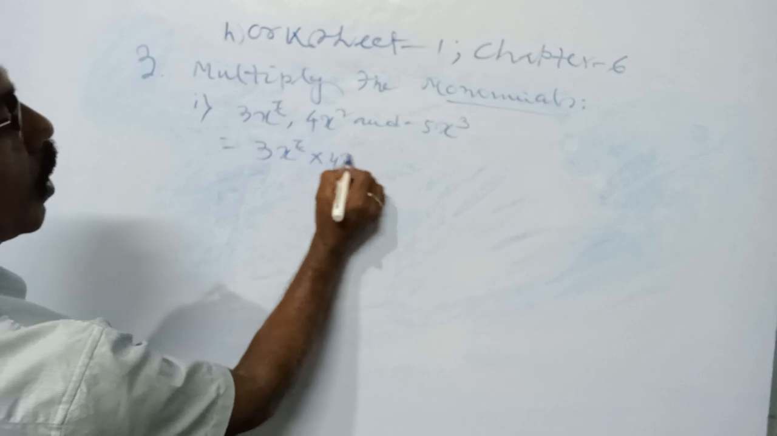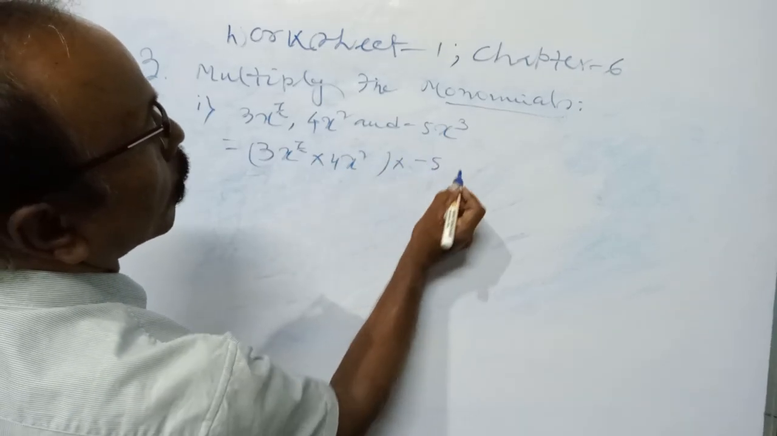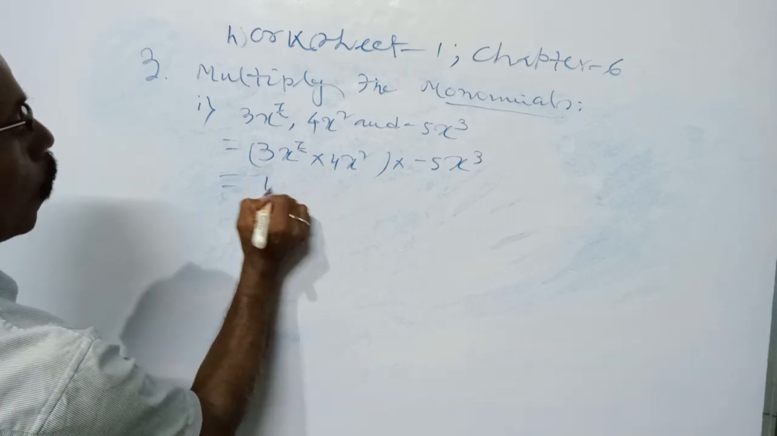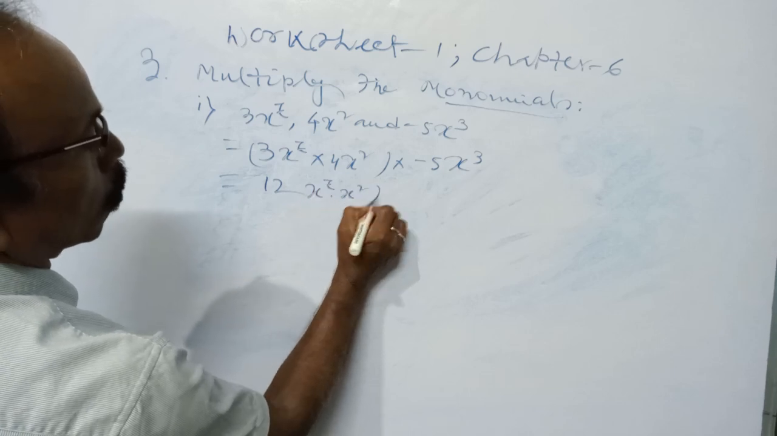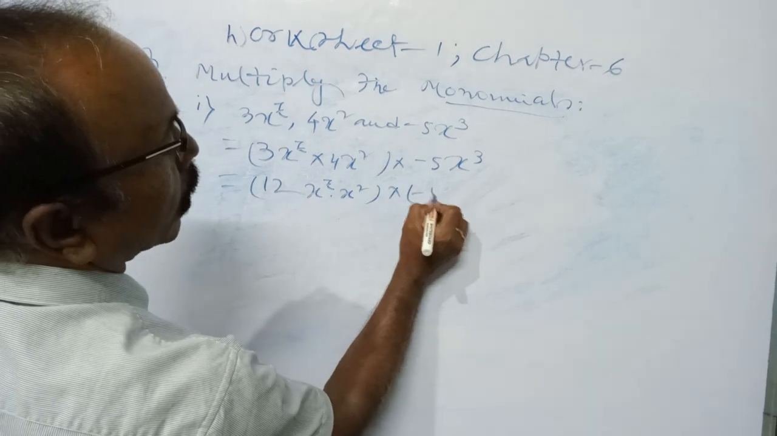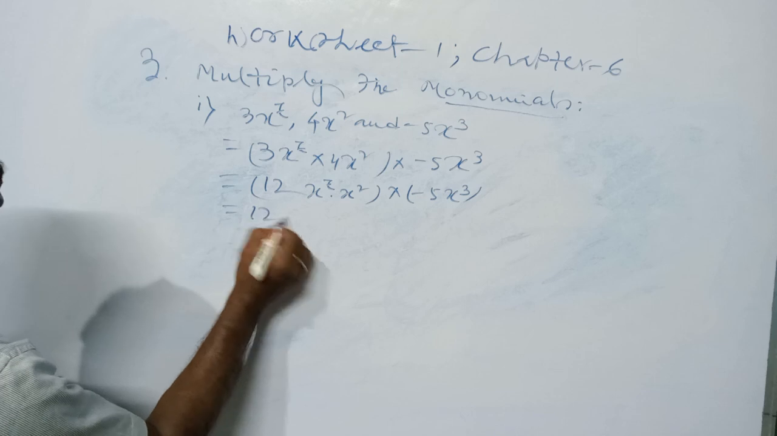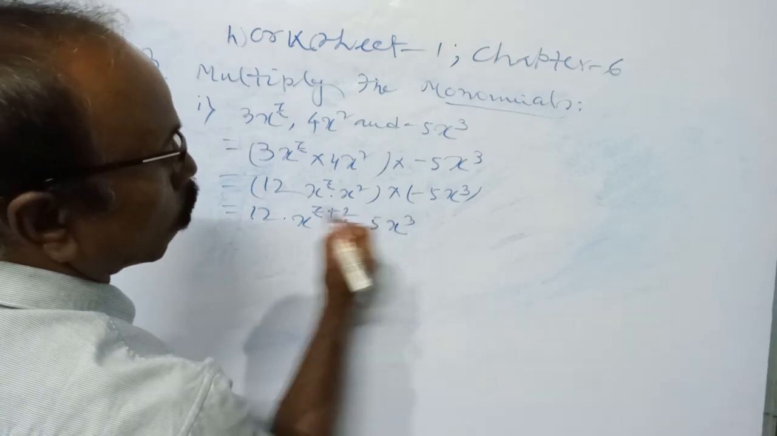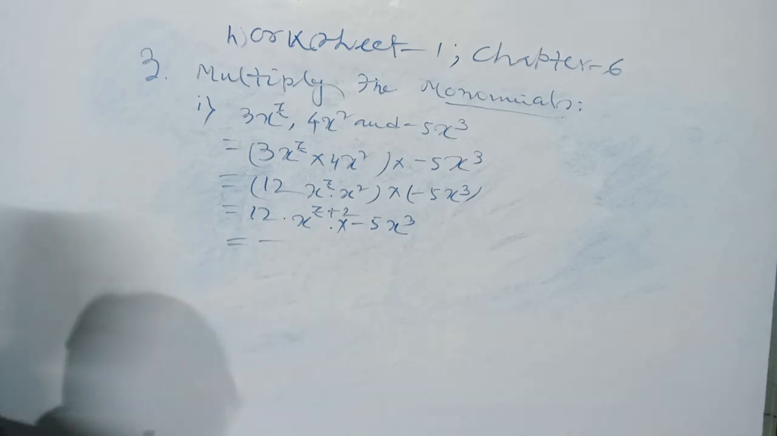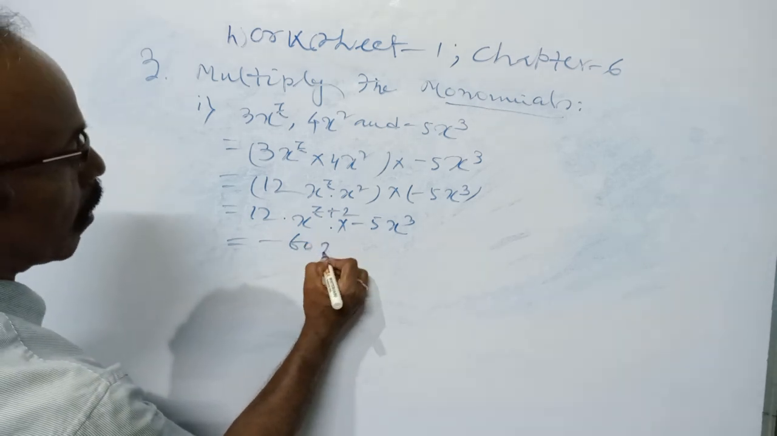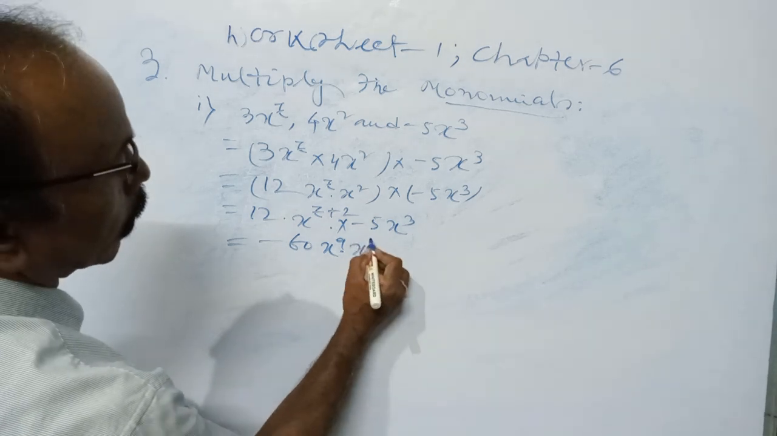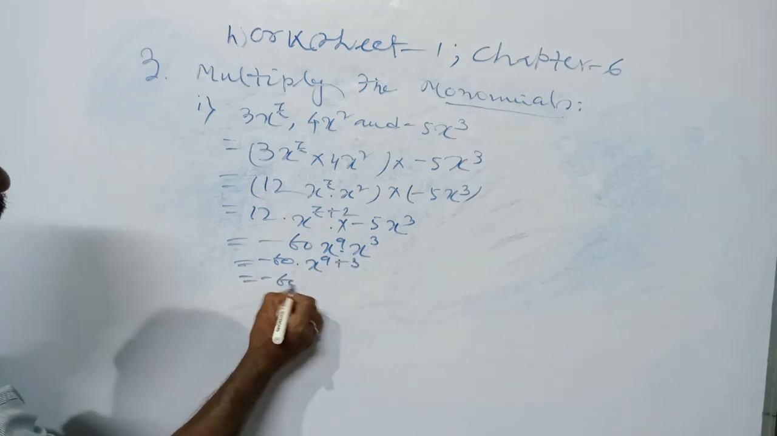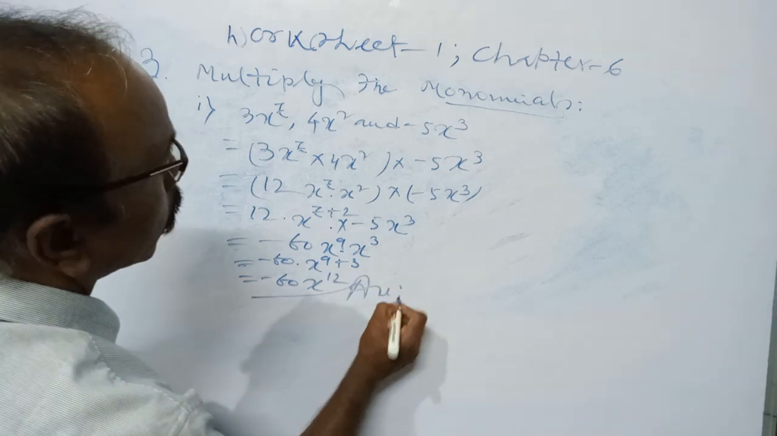You see, 3x to the power 7 into 4x square into minus 5x cube. 3 times 4 is 12, x to the power 7 into x to the power 2. Am I clear? Next, minus 5x cube, is equal to 12 x to the power 7 plus 2 into minus 5 x cube, is equal to plus into minus means minus, 12 times 5 is 60, x to the power 9 into x to the power 3, is equal to minus 60 x to the power 9 plus 3, is equal to minus 60 x to the power 12. This will be the required answer.